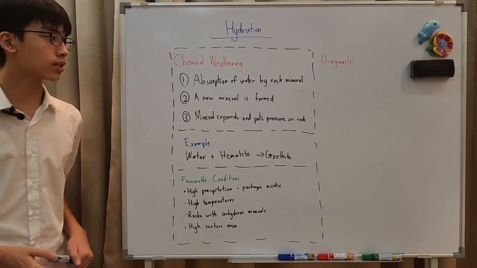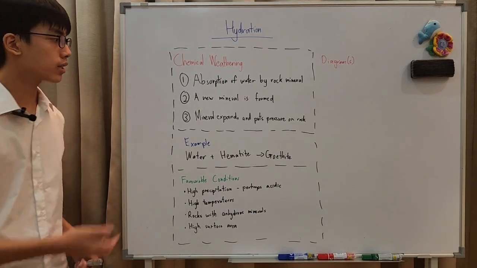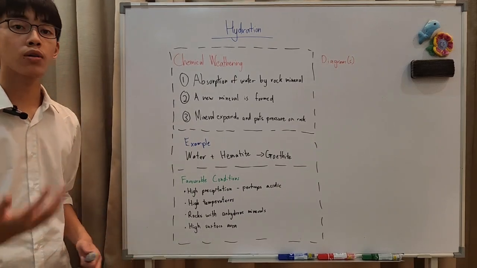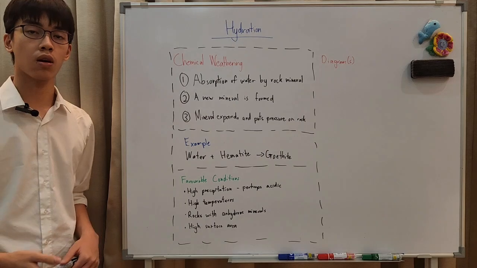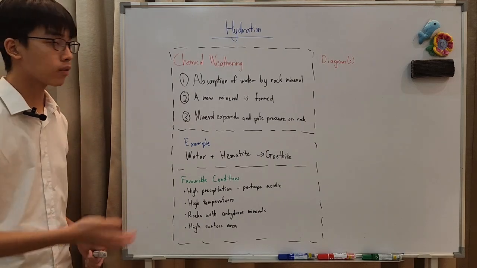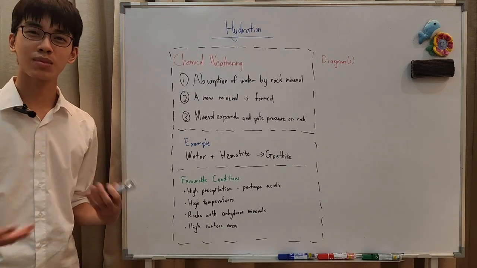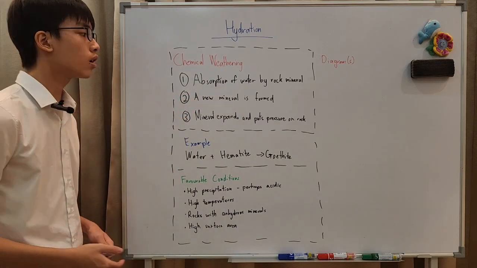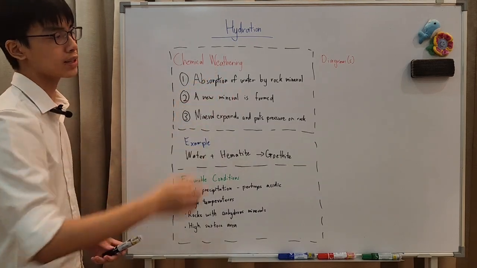So hydration is a type of chemical weathering, and here are the steps laid out. Chemical weathering, again, it means any chemical reactions through water, acid, or air. With hydration, when you're hydrating something, you need water. So water is the most important thing in this process. So you can always visualize it in a diagram.